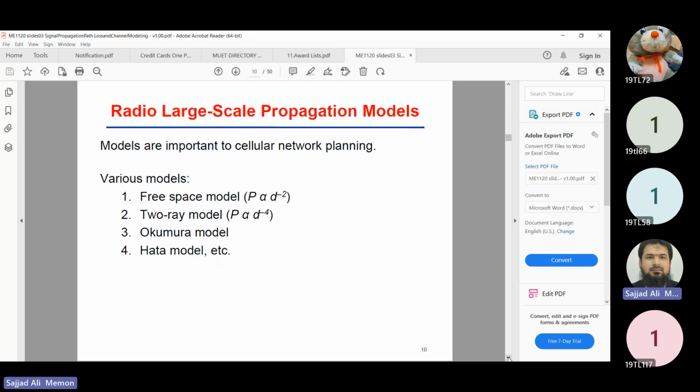Okay, continuing with the last lecture that we left in the signal propagation part and channel modeling. These are some of the popular large-scale propagation models: free space model, two-ray model, Okumura model, and Hata model. In the free space model, power is directly proportional to 1 over d square, or you can say inversely proportional to distance squared, whereas the two-ray model has an inverse relation with distance to the power 4.